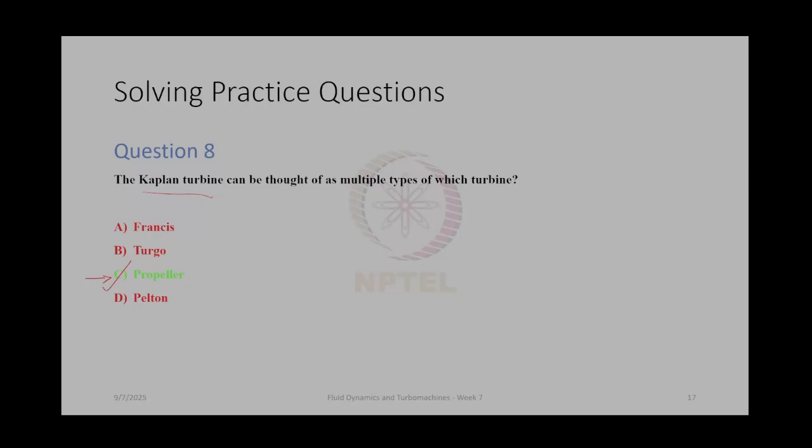Okay, so we'll move on to question number 9 now. Question number 9 is asking us what is used to regulate a Pelton turbine. Is it option A, a sphere and nozzle arrangement? Is it option B, a deflector? Is it option C, a brake nozzle? Or is it option D, all of the above?